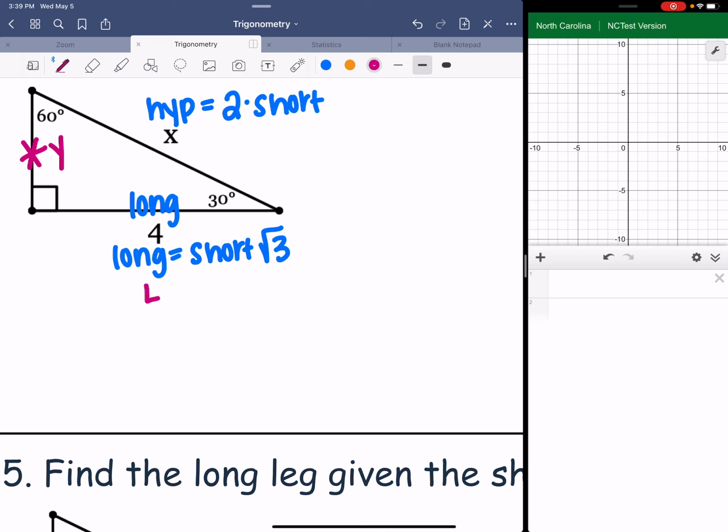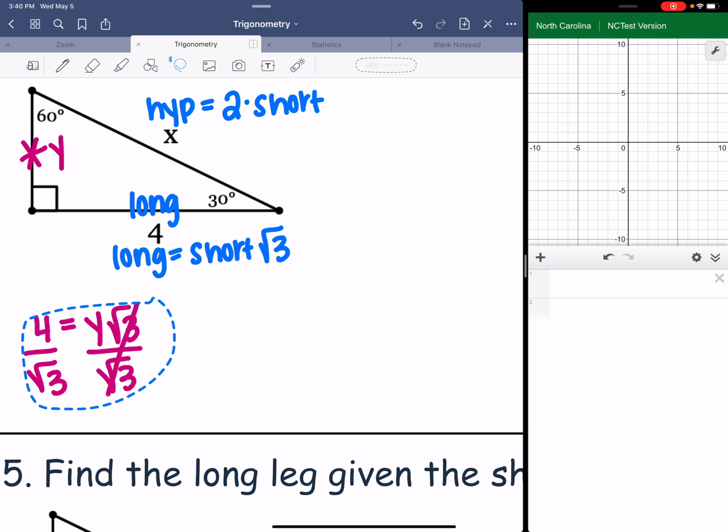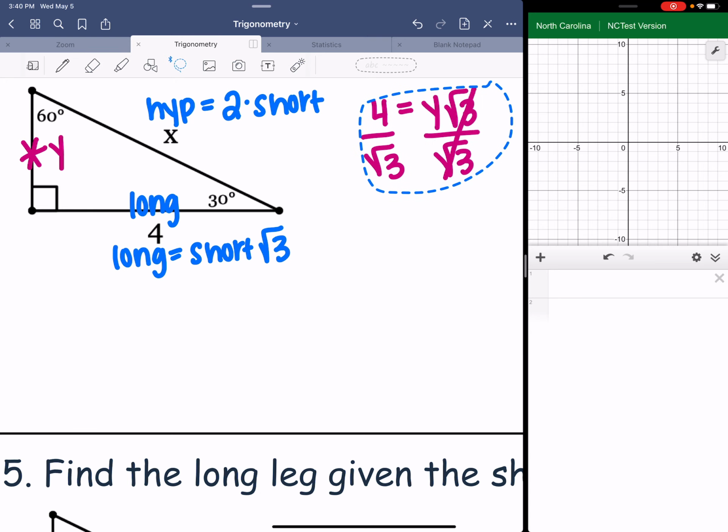So the long leg, 4, equals the short leg times the square root of 3. I have to divide by the square root of 3 on each side, and we have to do that fun process of finding the rational version of this. So square root of 3 over square root of 3 cancels, and that leaves us with... I'm going to move this over again so that we have some space to see.